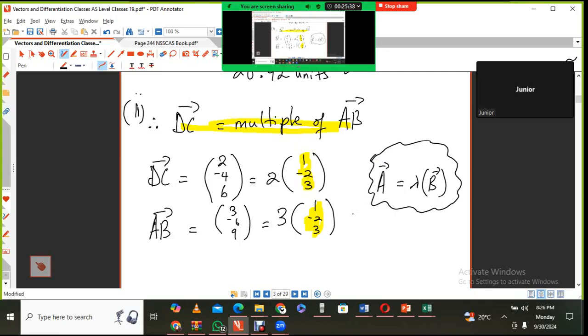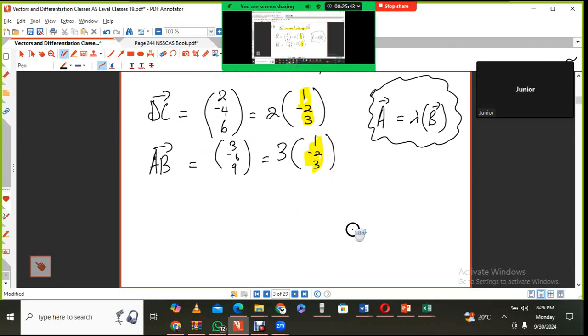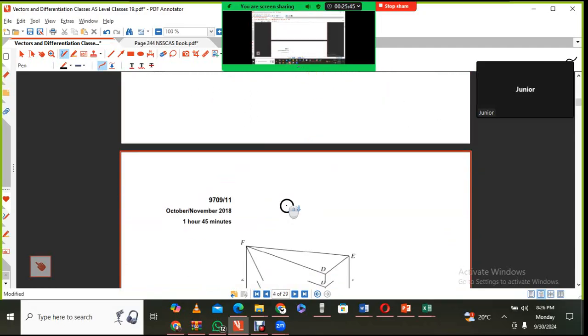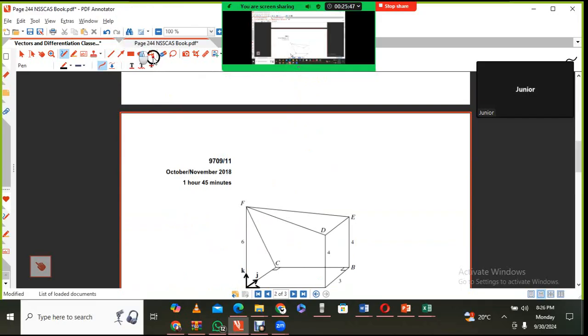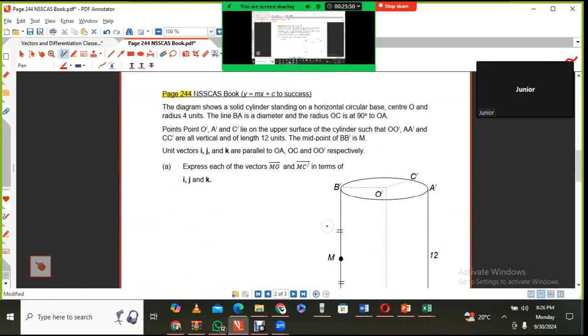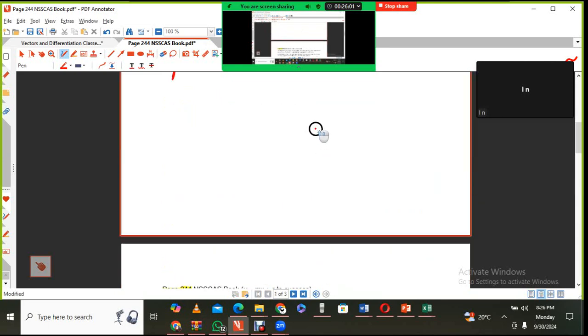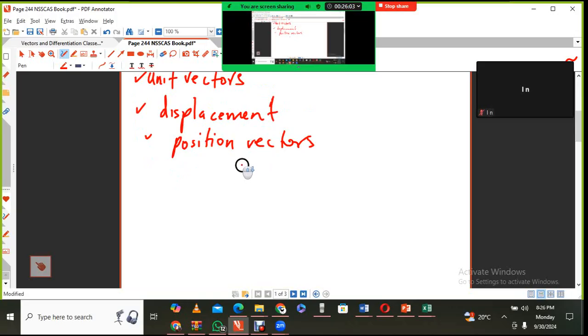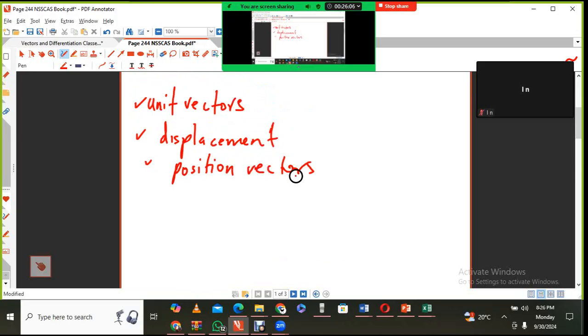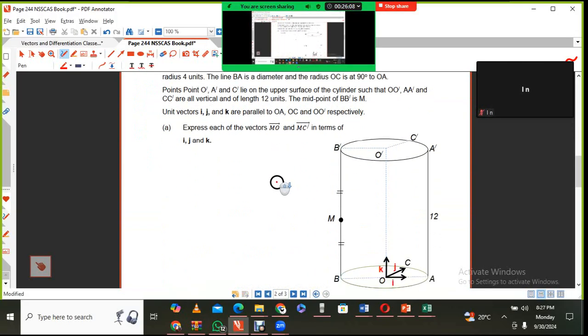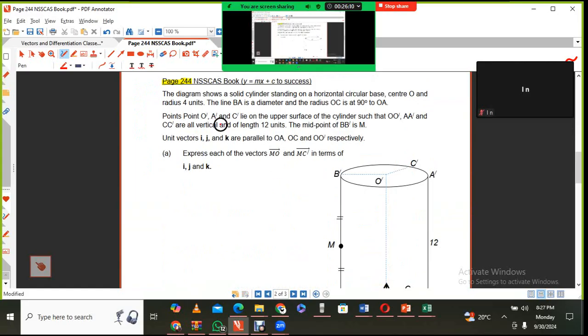I want you to go to the one in your textbook, page 244, before we continue. This one. Are you there? Yes. Okay. So again, as I said, I will be explaining some of these unit vectors and displacement vectors, position vectors. As I'm continuing, you are going to pick up on position vectors and so on. So you have information there.